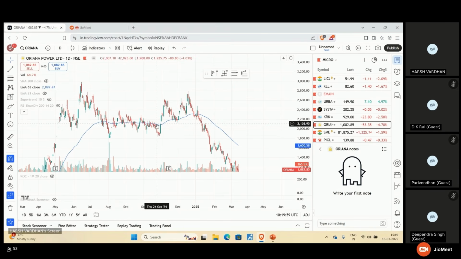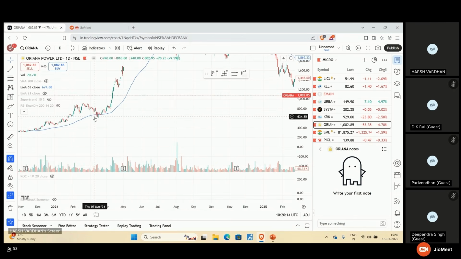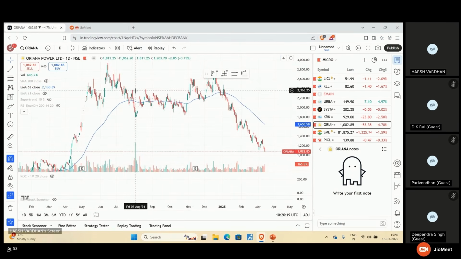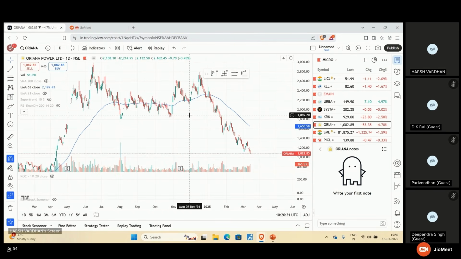This was the EMA 63 line as well. But you can clearly see that it is going below the EMA 63 line multiple times. So when this is happening, it is not rebounding strongly after touching the EMA 63. Previously, it always rebounded whenever it touched the EMA 63 line. But this time it was different. It kept on falling below EMA 63. It came back, but again touched EMA 63. So when a stock keeps on retesting the EMA 63 line, that is not a good signal. That doesn't show technical strength in the stock.